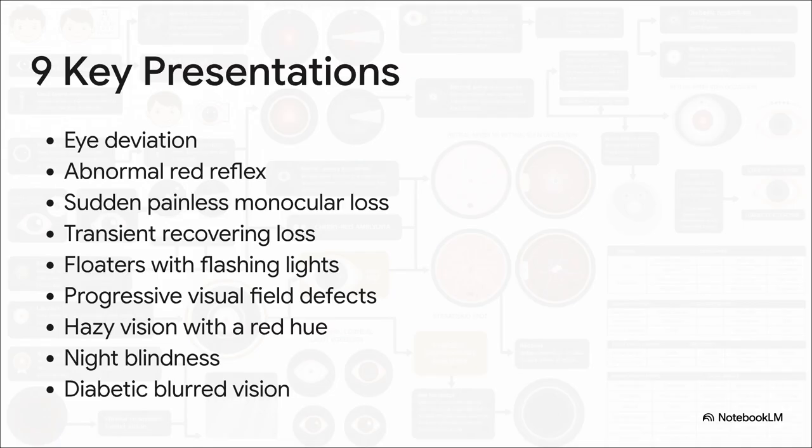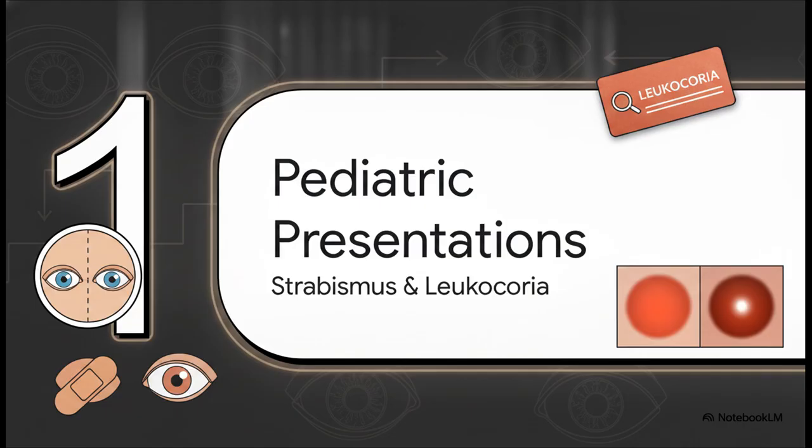You need to instantly recognize these: a kid with an eye deviation, an abnormal red reflex, sudden, painless monocular vision loss, transient vision loss that actually recovers, floaters with flashing lights, progressive visual field defects, hazy vision with a kind of red hue, night blindness, and finally, a diabetic patient with blurred or acute vision loss. Sounds like a lot, right? But our algorithm categorizes every single one of these. Let's break it down. First up, the pediatric branch of our algorithm, strabismus and leukocoria.